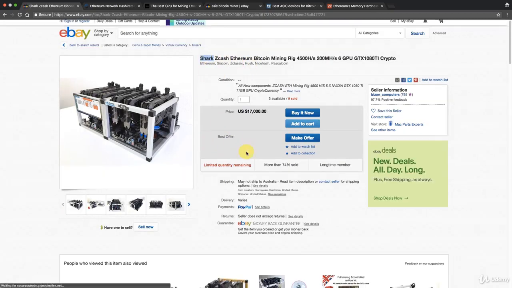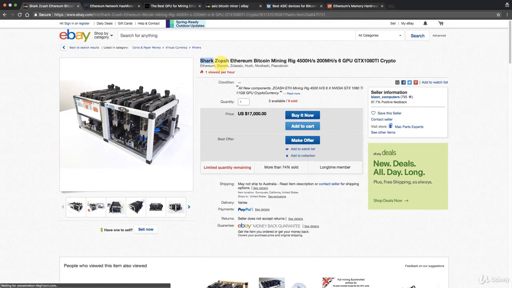So Shark, I had a look here. Shark is the operating system. Zcash, Ethereum, Bitcoin mining, and so on. You can see the hash rates here. So question, knowing what we know now from the tutorial, trivia: why do they have Bitcoin here? Why would they say Bitcoin if it's a GPU mining rig? We know that GPUs are completely outdated for Bitcoin. There's ASIC devices. There's no point.